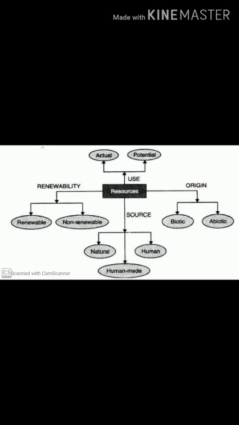In this flow chart, we can see that we can classify resources in four types. On the basis of sources, resources are three types: natural, human, man-made. On the basis of renewability or exhaustibility, renewable and non-renewable. On the basis of origin, biotic and abiotic. On the basis of use, actual and potential. Now we will read this classification of resources one by one.